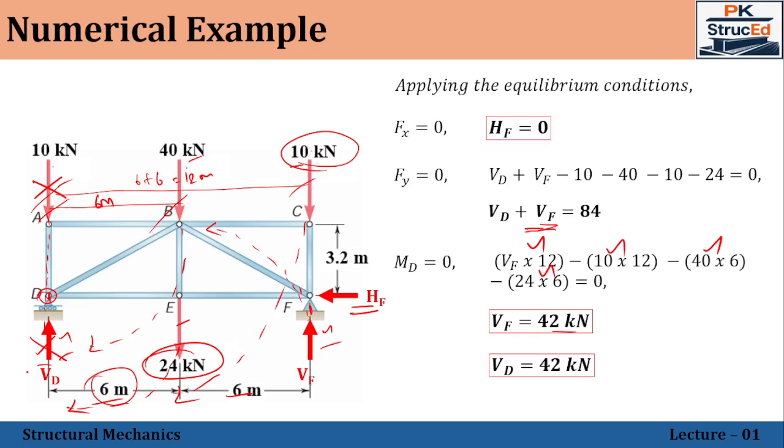So in that case, Vd and Vf will take care of half of the total load which is acting on the truss. That is 84 kilonewton. So that is why it will be 42 and 42. So directly we can make a statement, since the structure is symmetric in terms of loading as well as the profile, Vf will be equal to Vd is equal to 84 by 2, which will be equal to 42. Directly you can write that one also.